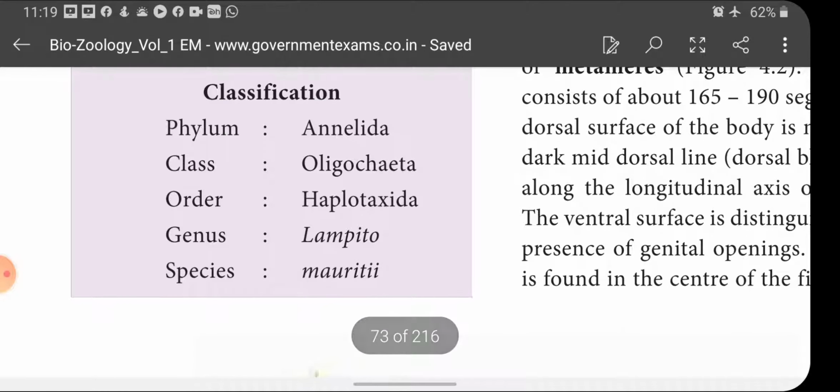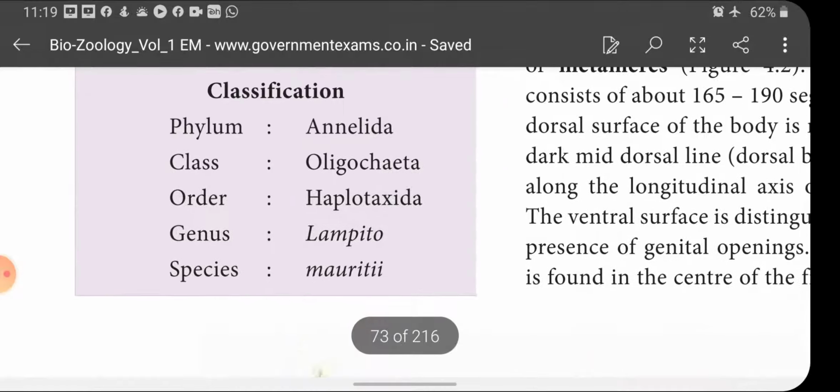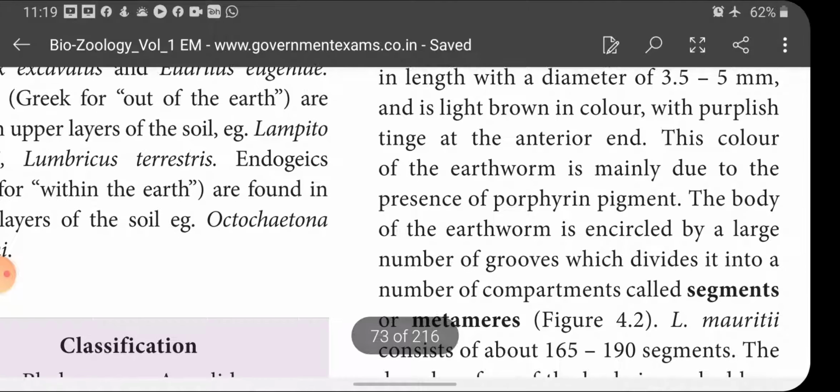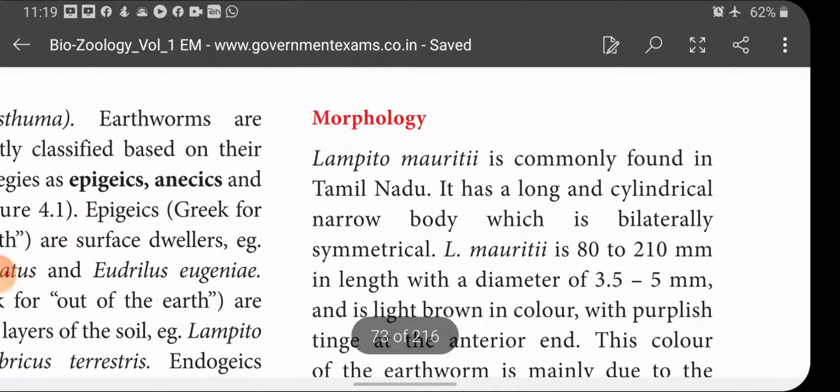And morphology, sorry, classification I forgot to say. Classification, earthworm belongs to the phylum Annelida, class Oligochaeta, order Haplotaxida, genus Lampito and species mauritii. Okay, let's see the morphology of Lampito mauritii, commonly found in Tamil Nadu.